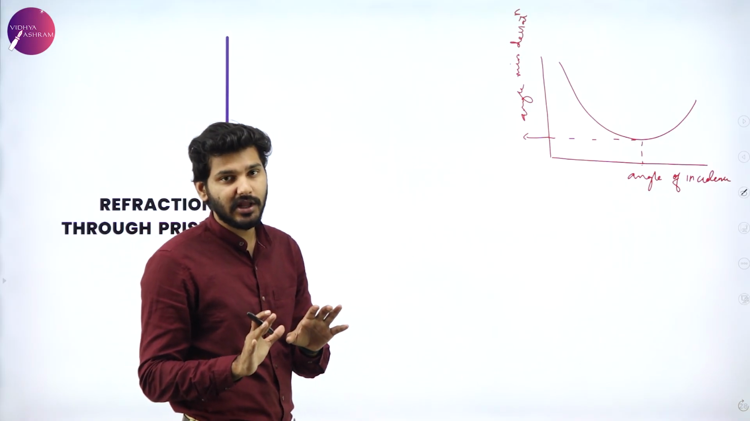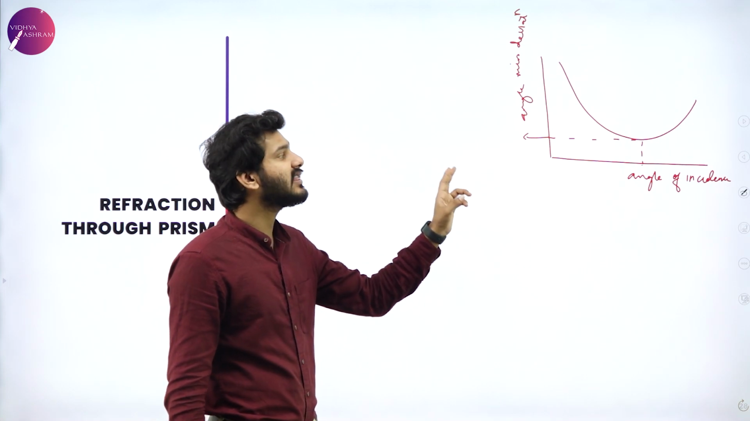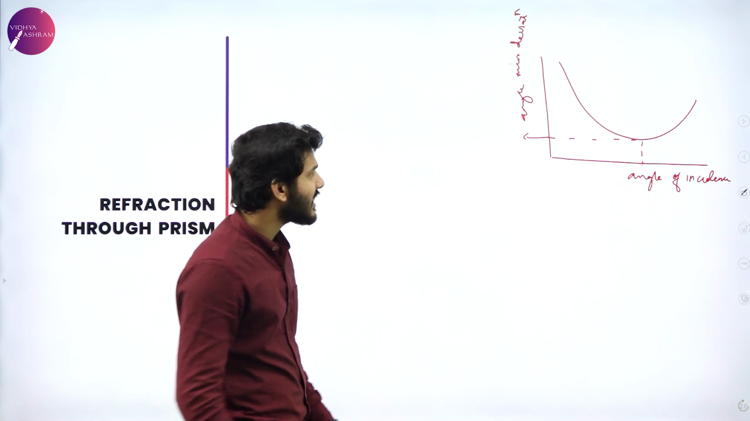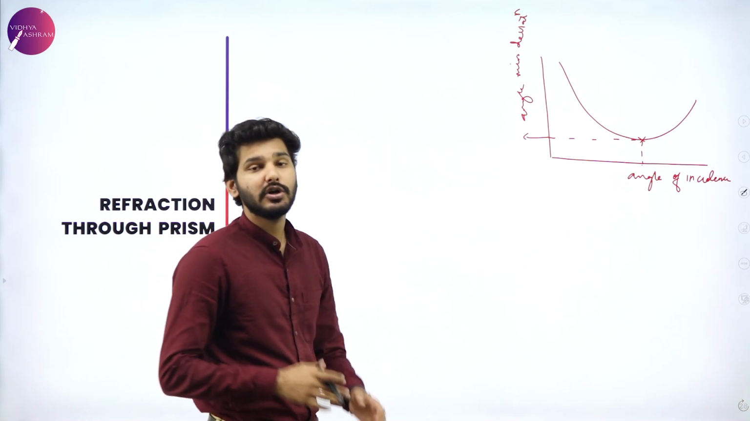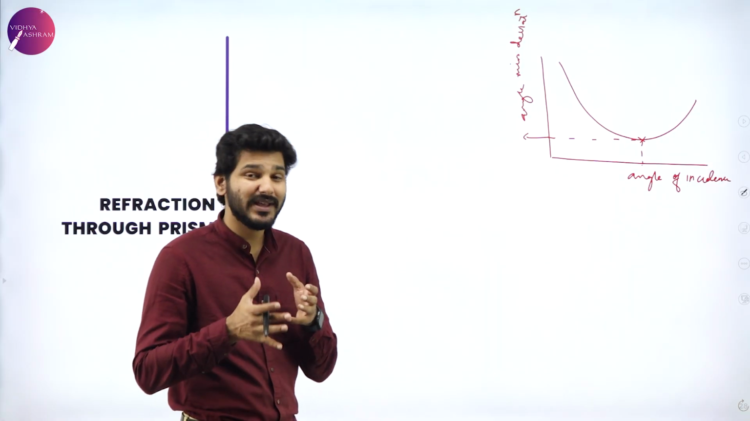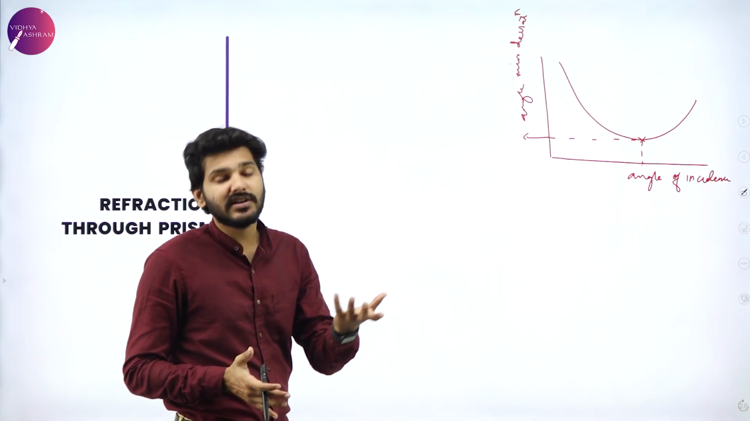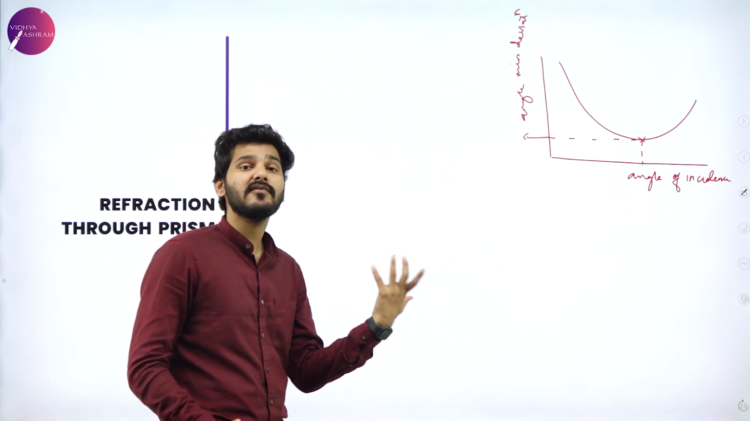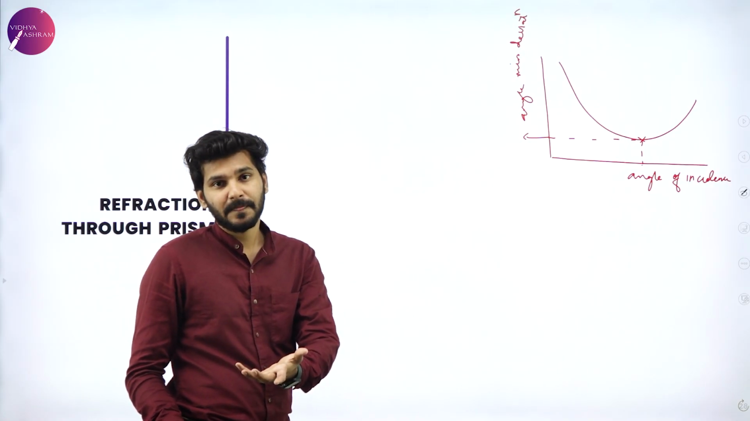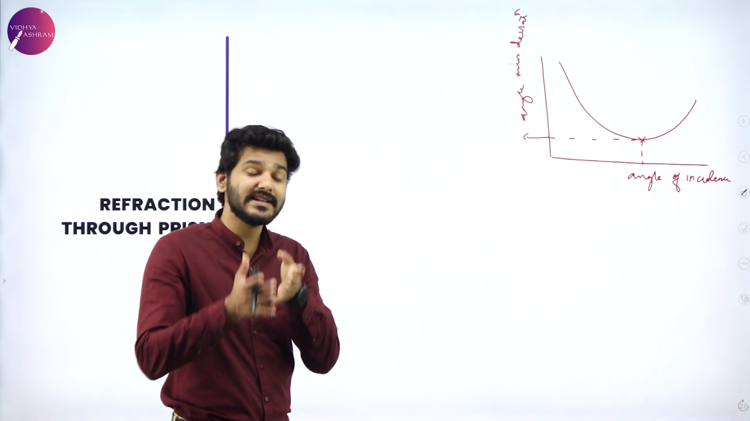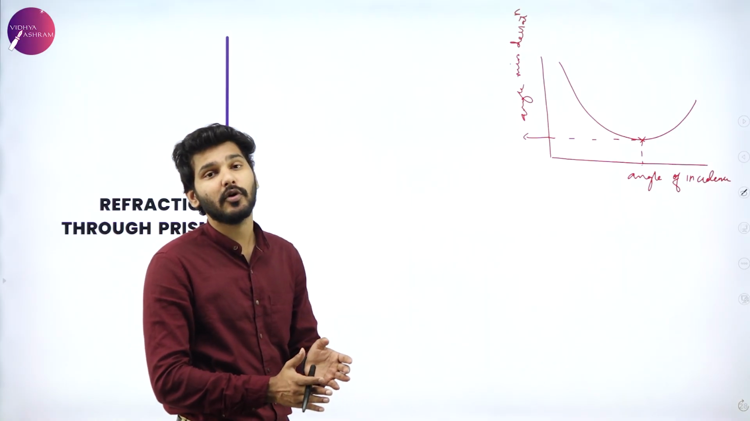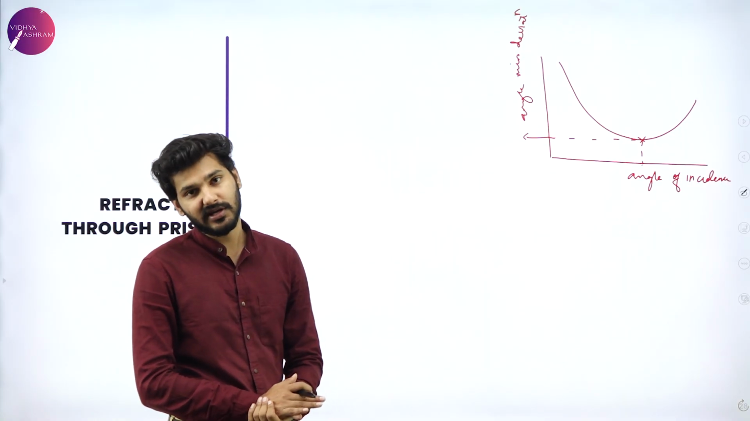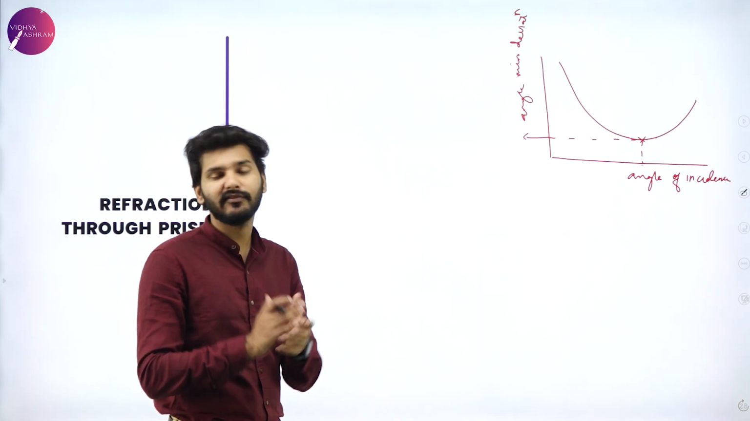I'm just reminding you. The important thing about this particular graph is that there will be a point where two values actually coincide, which means that the incident ray will be equal to the emergent ray, or simply I1 will be equal to I2. I1 will be equal to I2 at a particular point. That particular point is known as angle of minimum deviation. That can be analyzed that way also.